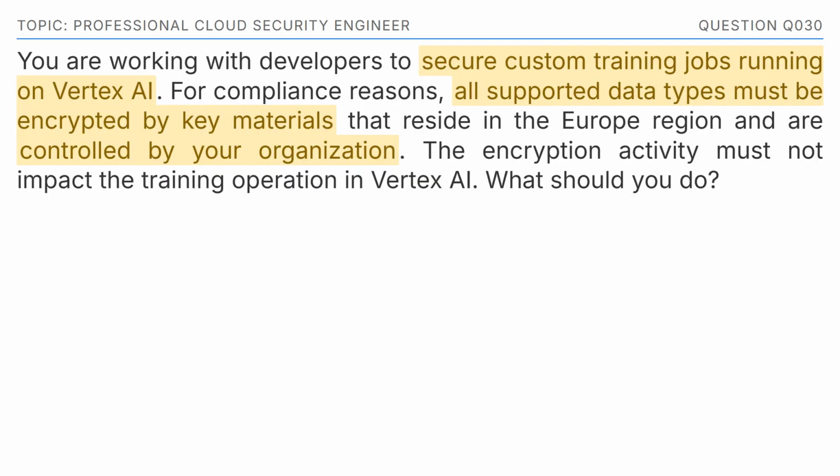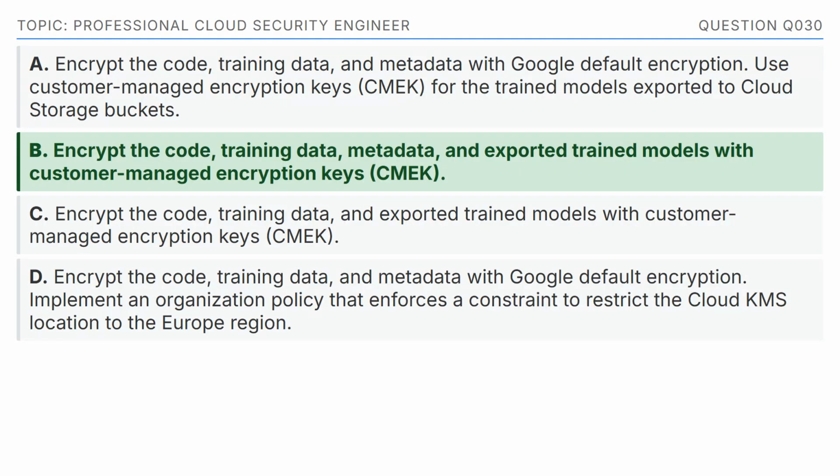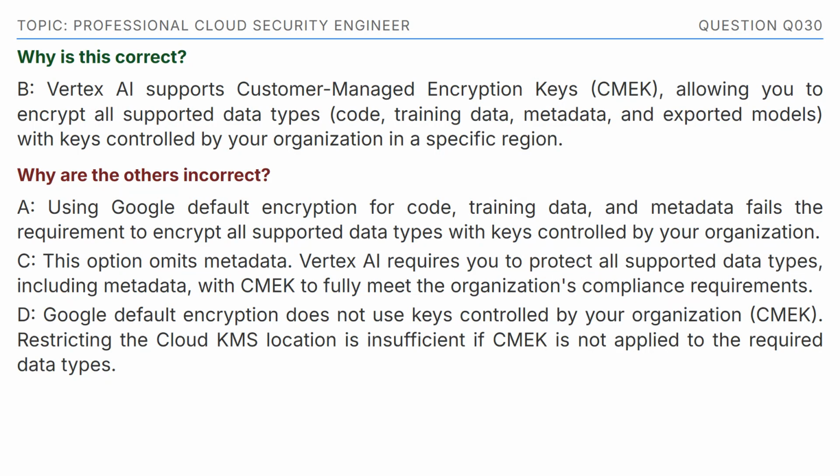To arrive at the correct answer, we focus on the keywords: secure custom training jobs running on Vertex AI. All supported data types must be encrypted by key materials, controlled by your organization. The correct answer is option B, encrypt the code, training data, metadata, and exported trained models with Customer-Managed Encryption Keys, CMEK. Why is this correct? B. Vertex AI supports CMEK, allowing you to encrypt all supported data types, code, training data, metadata, and exported models, with keys controlled by your organization in a specific region.